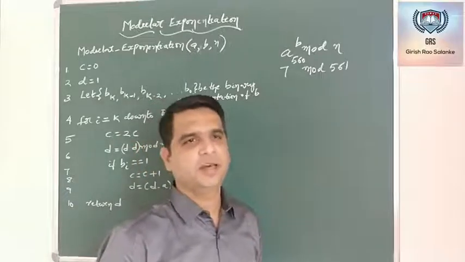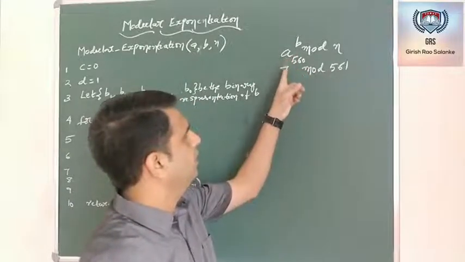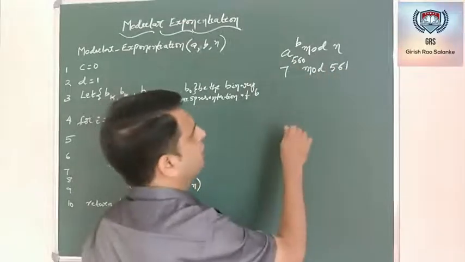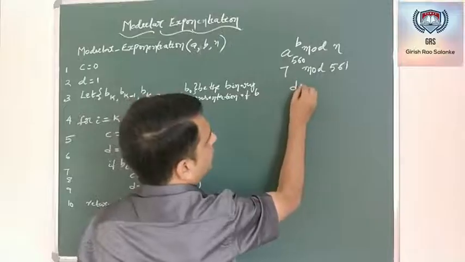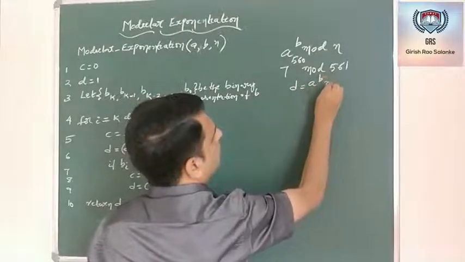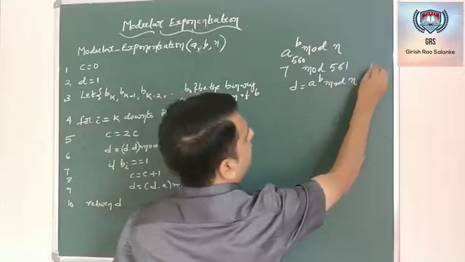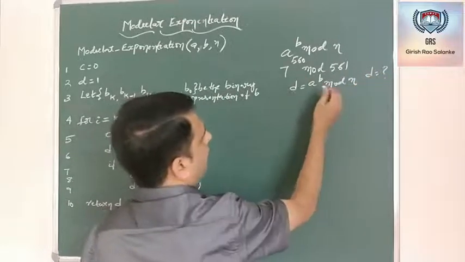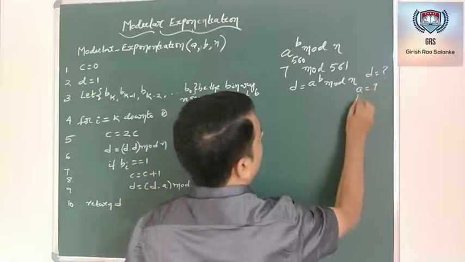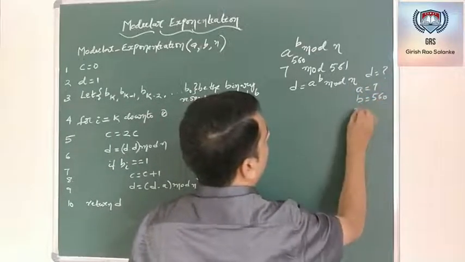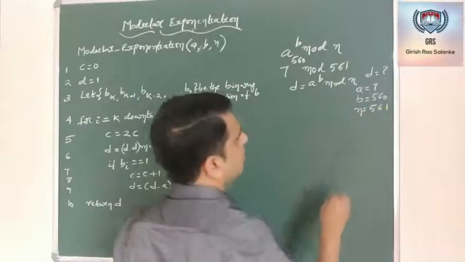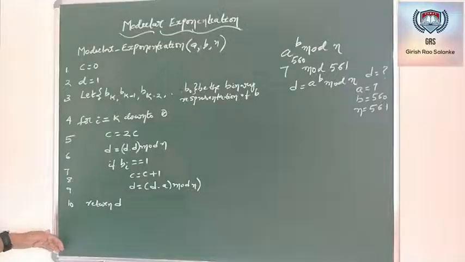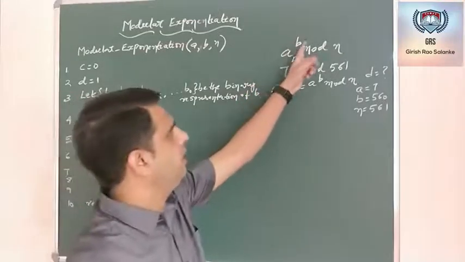Let me consider a simple example wherein I need to find the value of 7 to the power of 560 mod 561. Let me denote the value of this as d. d is equal to a to the power of b mod n. That means I need to find the value of d. Now in order to find d, what is the value of a? a is 7, b is 560, and n is equal to 561. And this is the algorithm that we are supposed to follow to find the value of a to the power of b mod n.